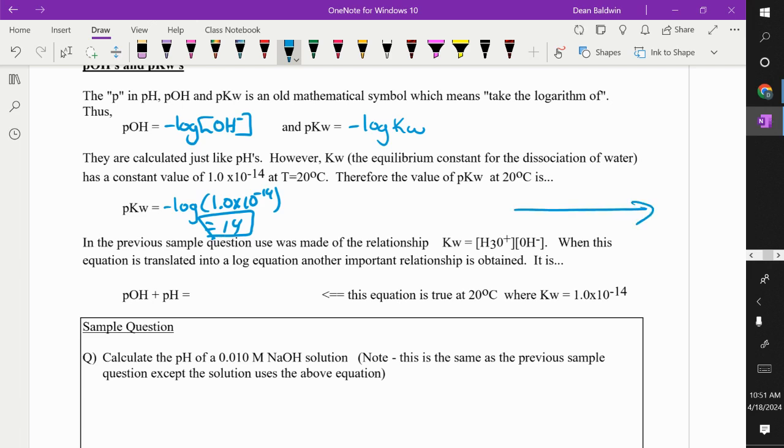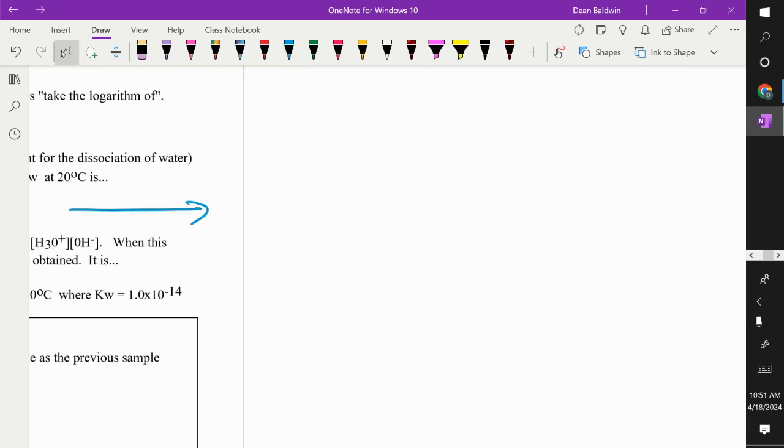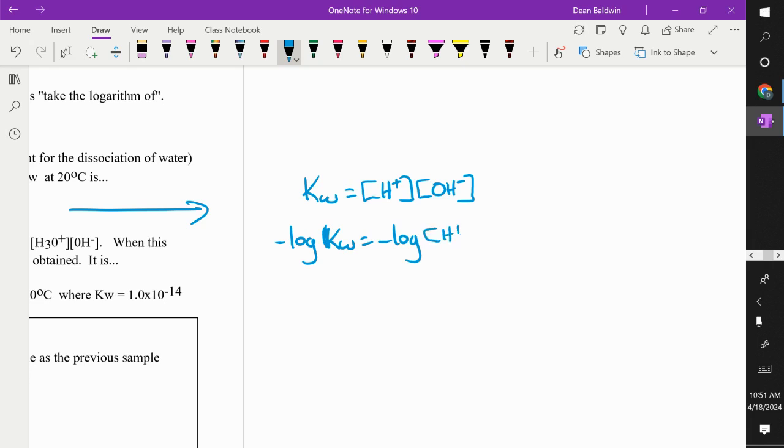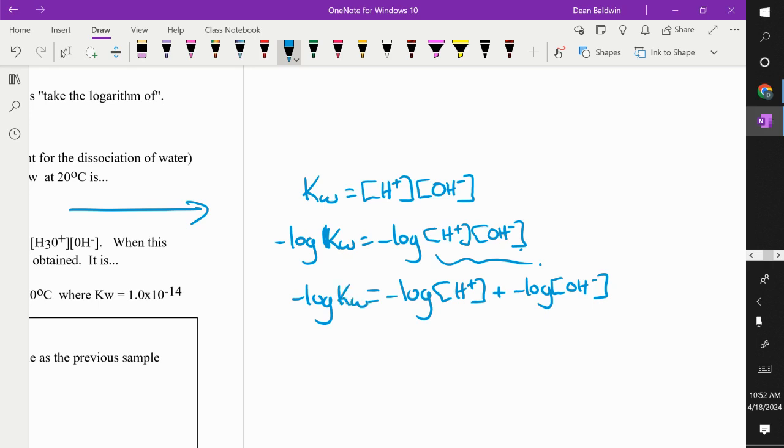Now, you don't have to write anything of what I'm going to write down. We're going to go mathematical here for a sec. We know the Kw is the concentration of OH minus times the concentration of H plus. If I negative log both sides, everybody good with that? What you do to one side, you have to do the other side. If you're multiplying the arguments, what are you doing with them in a log? You're adding them. So then we can write this. Everybody good with that?